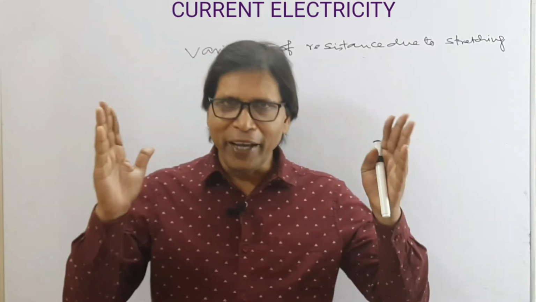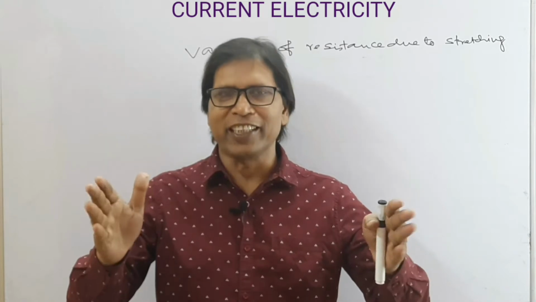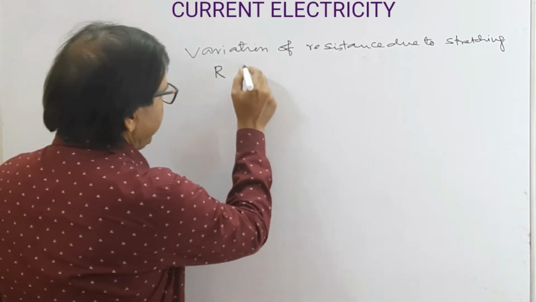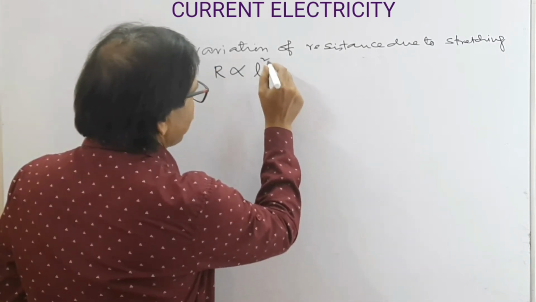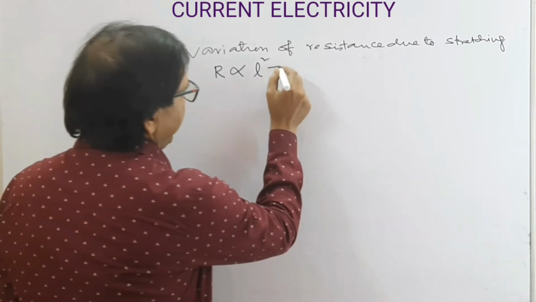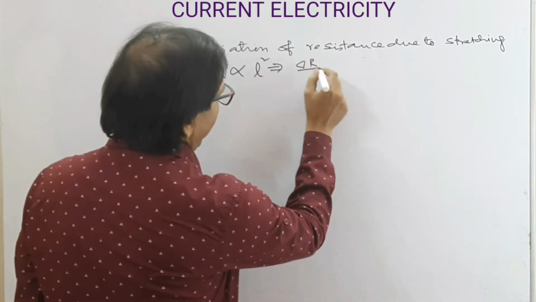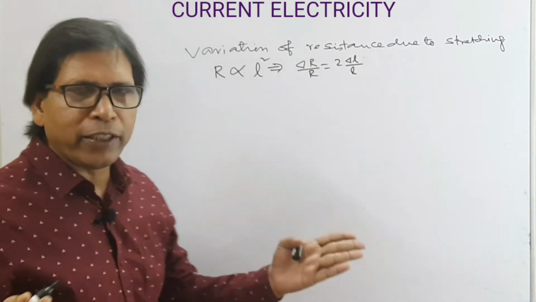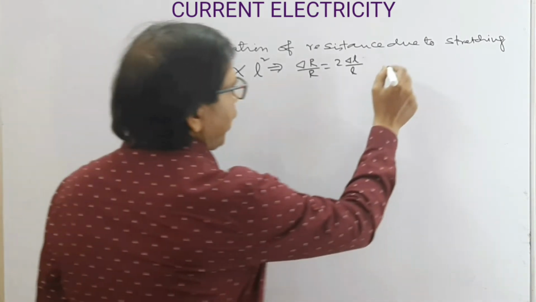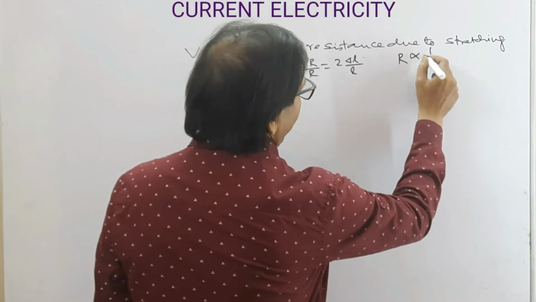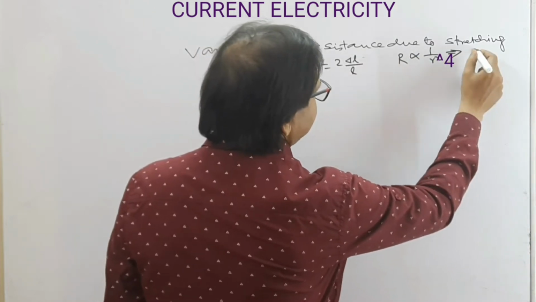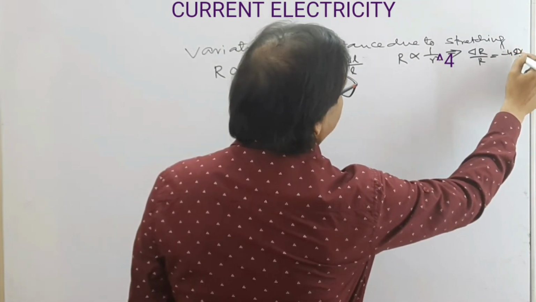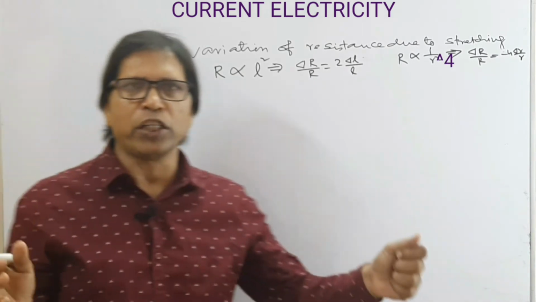Okay. Now variation of resistance due to stretching or recasting. Look at this, the variation of resistance due to stretching: R is proportional to L square. From this relation we can derive the relation delta R by R equals 2 delta L by L, and variation of resistance due to recasting is R proportional to 1 by r to the power 4. So here delta R by R equals minus 4 delta r by r. Now we have to derive this relation.